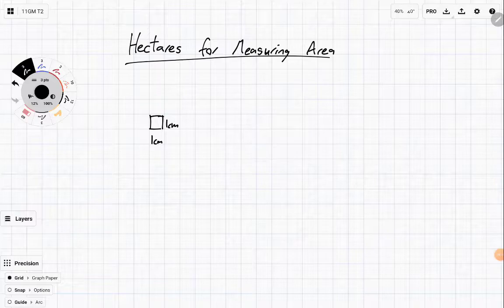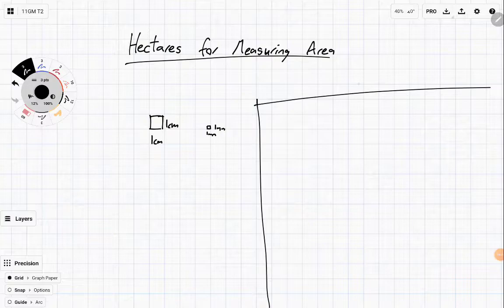How big is a square millimetre then? Well, it's 1 millimetre by 1 millimetre. That's a square millimetre. What about a square metre? Well, it's a metre by a metre. That's a square metre. And then what about a square kilometre?